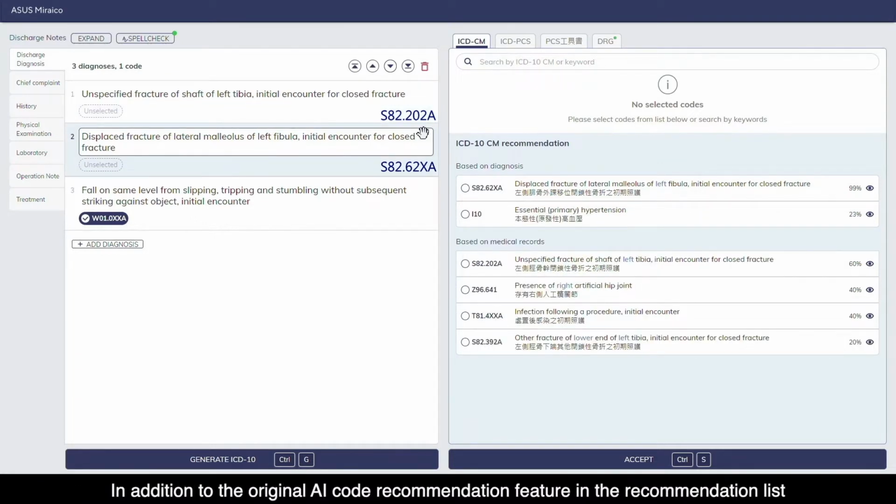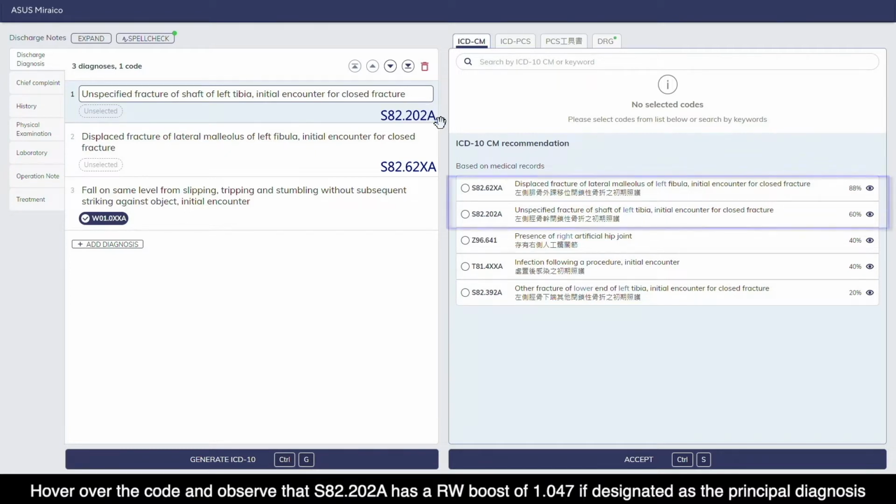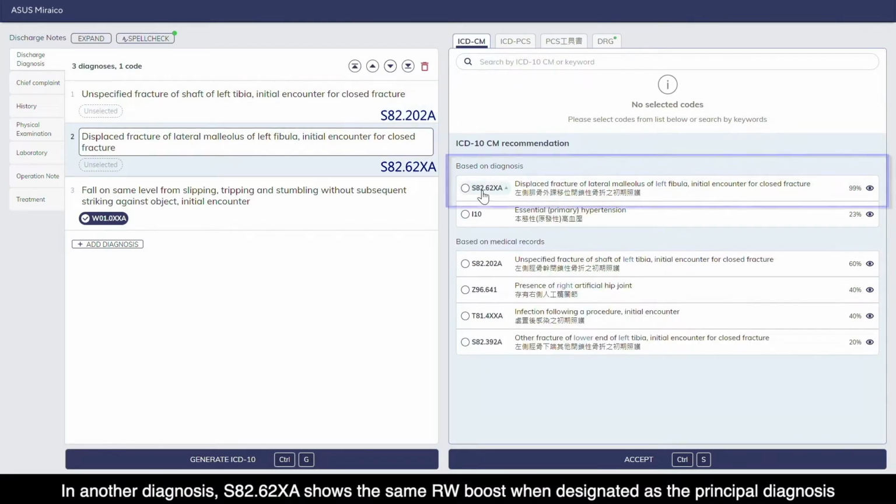In addition to the original AI code recommendation feature in the recommendation list, the Pro version shows the effect of AI recommended codes on the RW score in real time. Hover over the code and observe that SA2.202A has a RW boost of 1.047 if designated as the principal diagnosis. In another diagnosis, SA2.62XA shows the same RW boost when designated as the principal diagnosis.